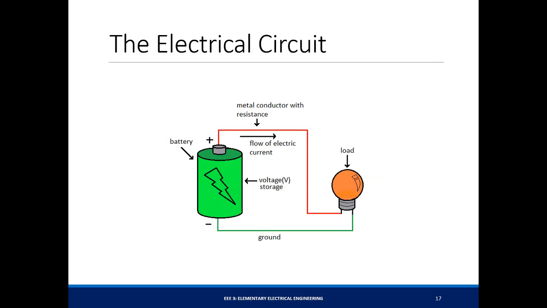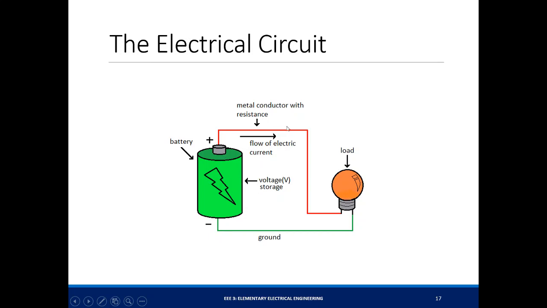So let's translate that now from your mechanical to your electrical circuit. So you have a battery connected to a resistance, which is any load. So your resistance converts your electrical energy into another form. For example, it could be light.